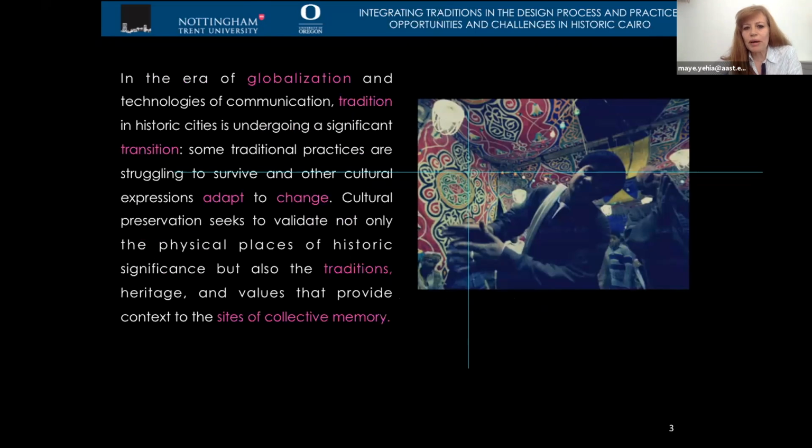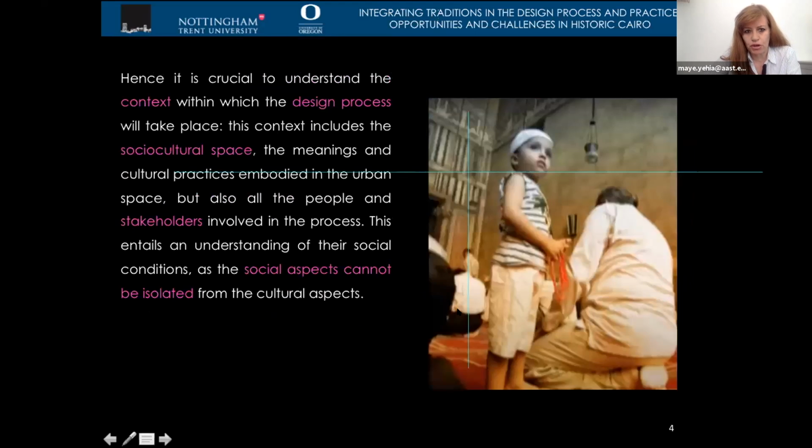In the era of globalization and technologies of communication, tradition in historic cities is undergoing a significant transition. Some traditional practices are struggling to survive, and other expressions must adapt to change. Cultural preservation seeks to validate not only the physical places of historic significance, but also the traditions, heritage, and values that provide context to the sites of collective memory.